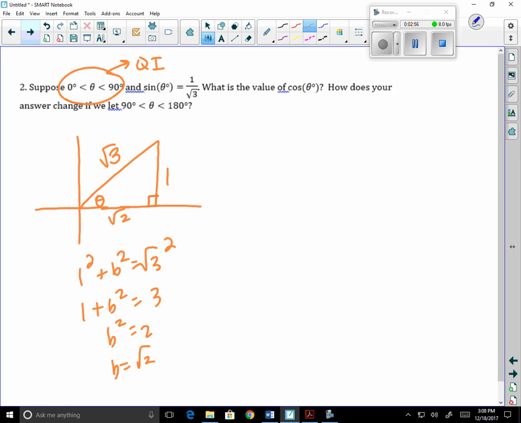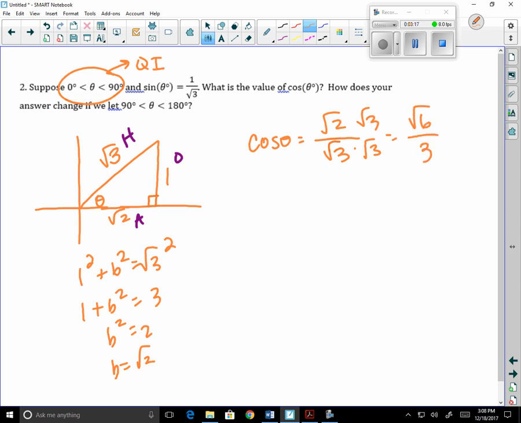So they want us to know what the cosine of this is. The cosine of this angle is going to be the square root of 2 over the square root of 3. I know that because of adjacent, hypotenuse, opposite, SOHCAHTOA, and I can rationalize that, if it asks me, to the square root of 6 over 3.